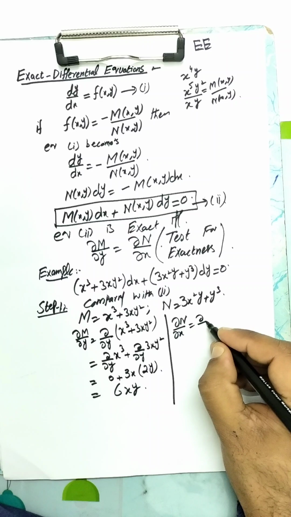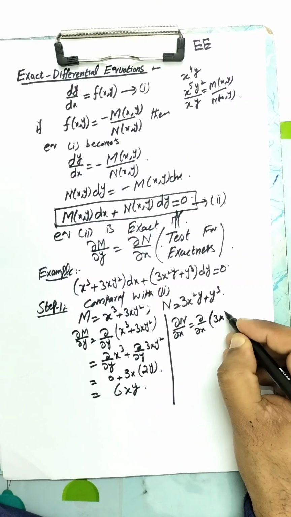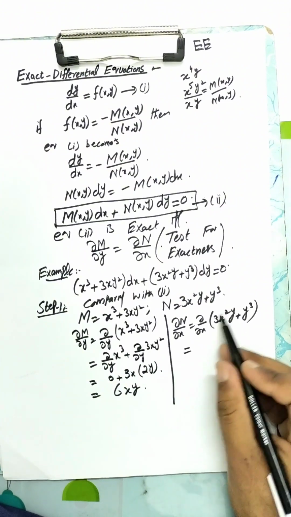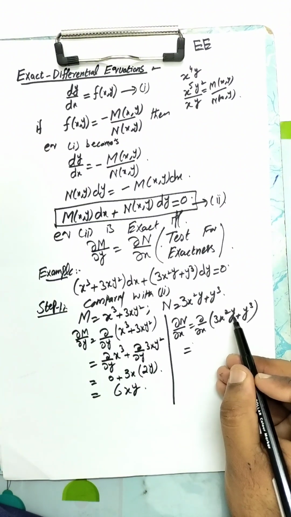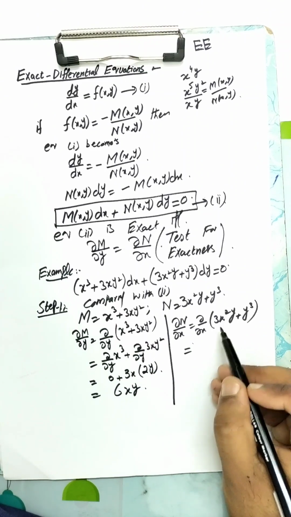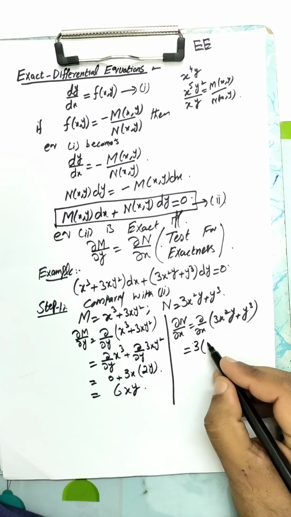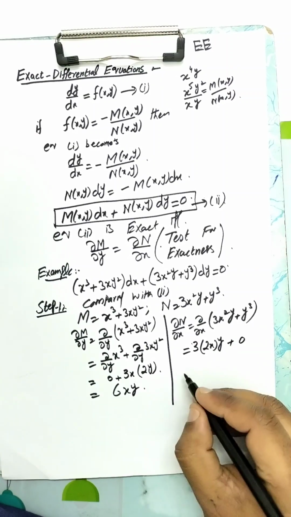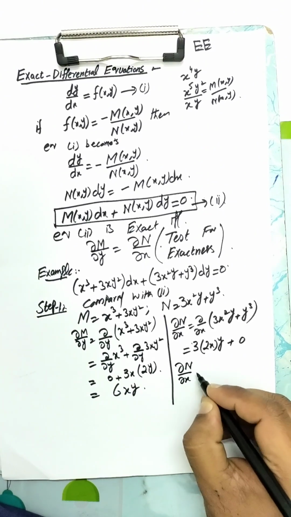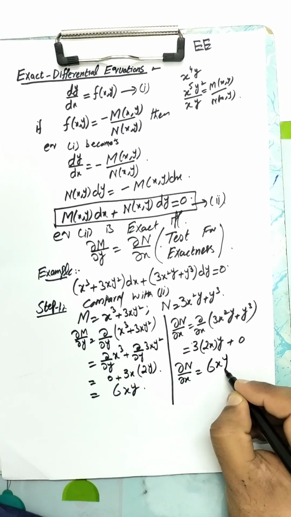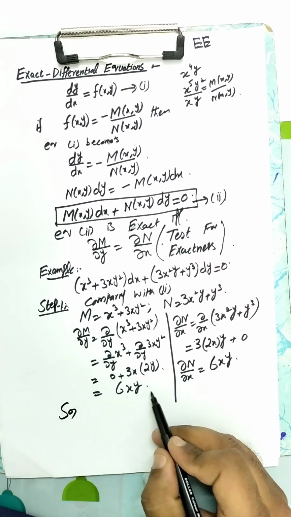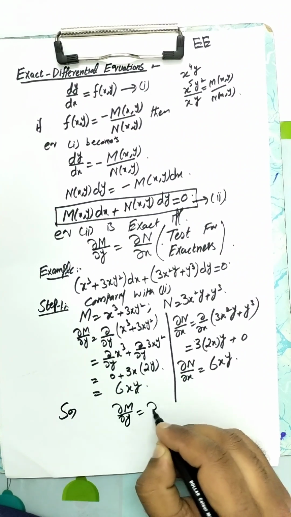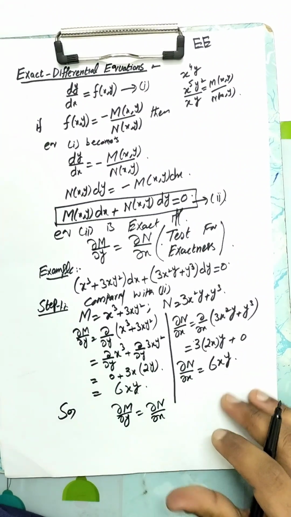So this is equal to partial over partial x of 3x square y plus y cube. Now in 3x square y, y behaves as a constant and 3 behaves as a constant, so the derivative of x square is 2x with respect to x, and the derivative of y with respect to x is 0. So partial N over partial x is equal to 6xy. So from here and here, partial M over partial y is equal to partial N over partial x.